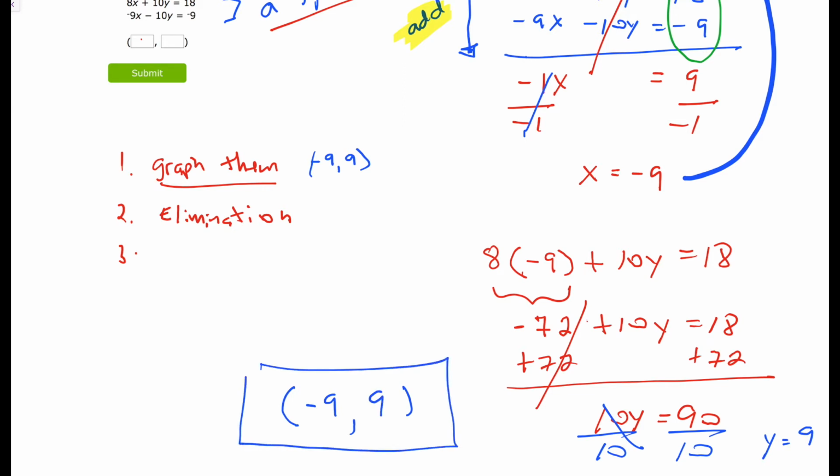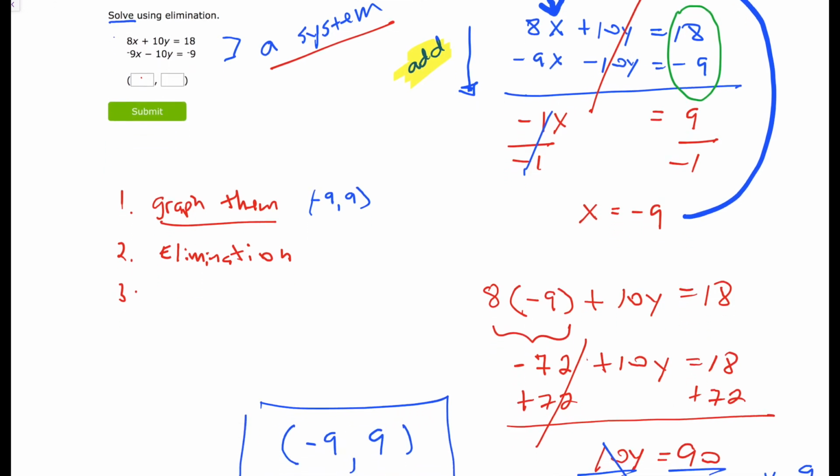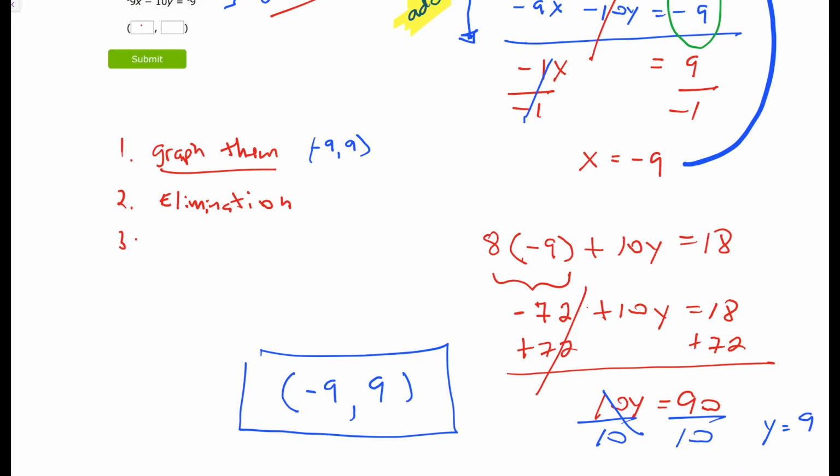So what method is this that we just did? Why is it called elimination? So what did we eliminate like in the beginning? Yeah, so we eliminated it. All right, the other way is substitution, but let's get elimination down first.